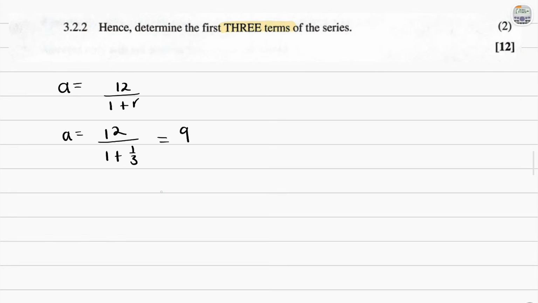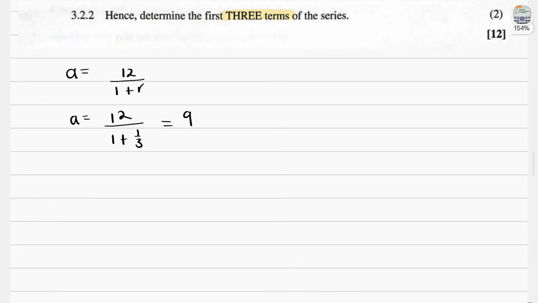And now that we know what a is, here's how we can find the first three terms. Okay, so since the first term is 9, to get the next terms, you're really just going to multiply the previous term by the ratio.